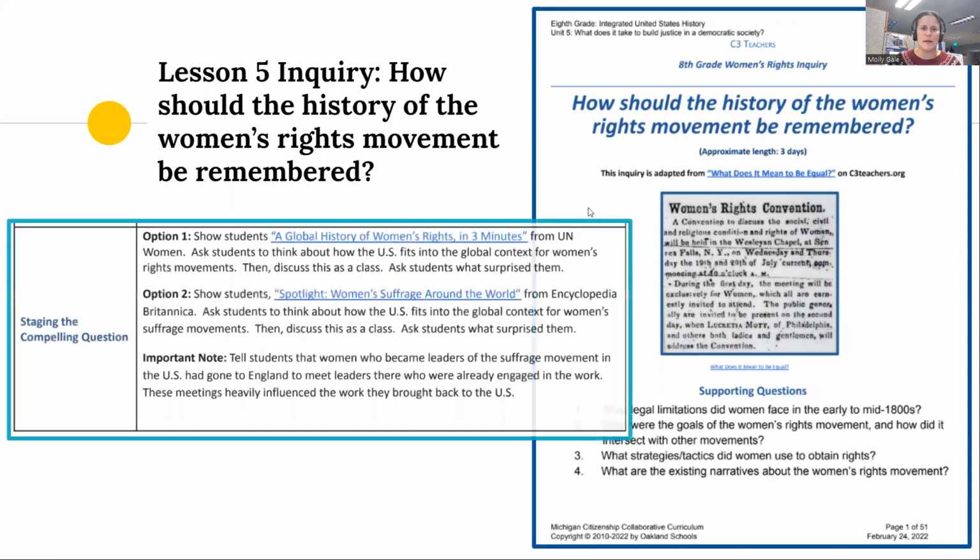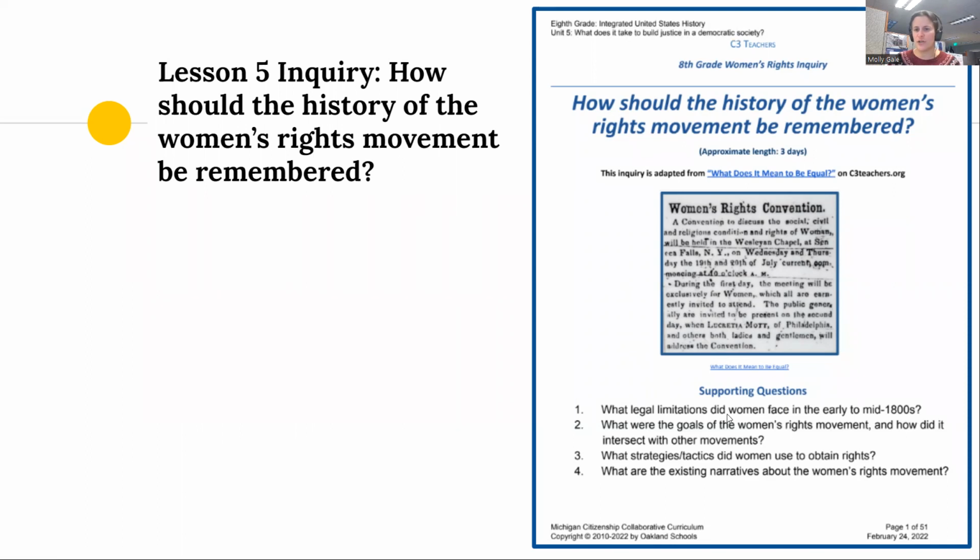Students start in the first supporting question. They look at what legal limitations women were already facing in the mid-1800s. They look at what the goals of the women's rights movement were and how those intersected with other movements. Of course, you very likely know, if you've taught 8th grade for a while, one of the movements it intersected with was the abolitionist movement. A lot of people who were involved in the women's rights movement were also involved in abolitionism. What strategies and tactics did women use to obtain these rights? Some will sound familiar and some are unique to the movement.